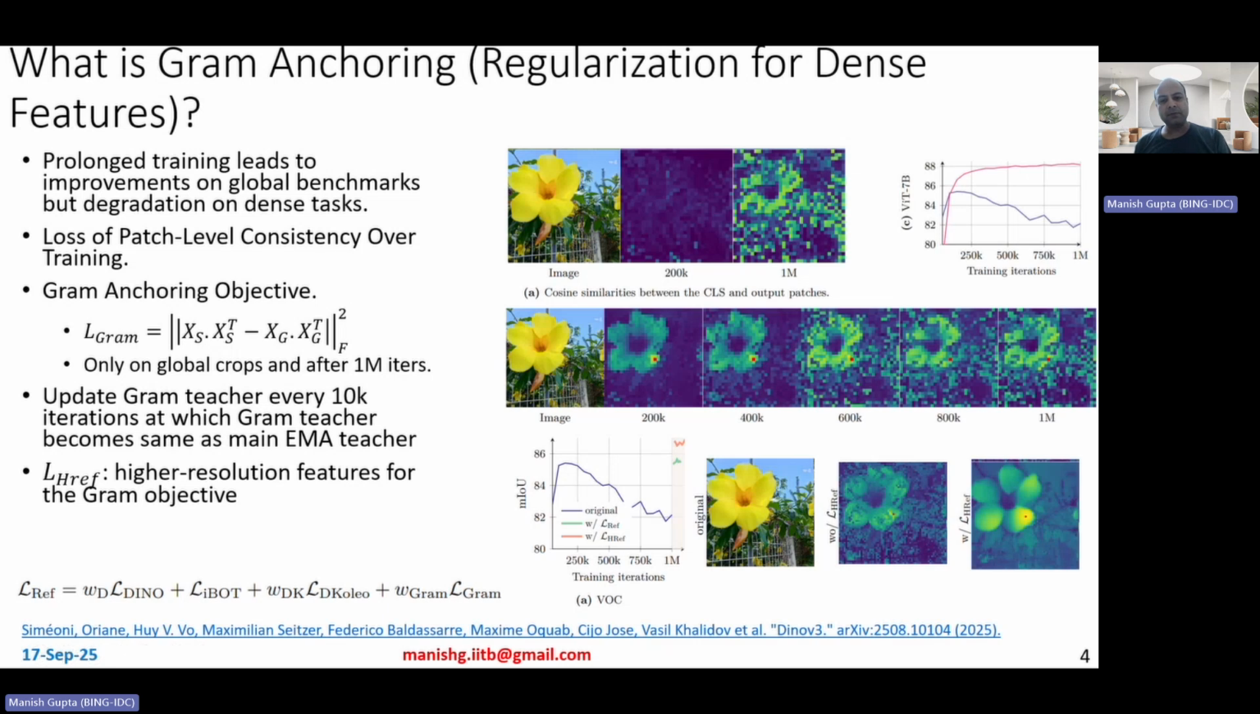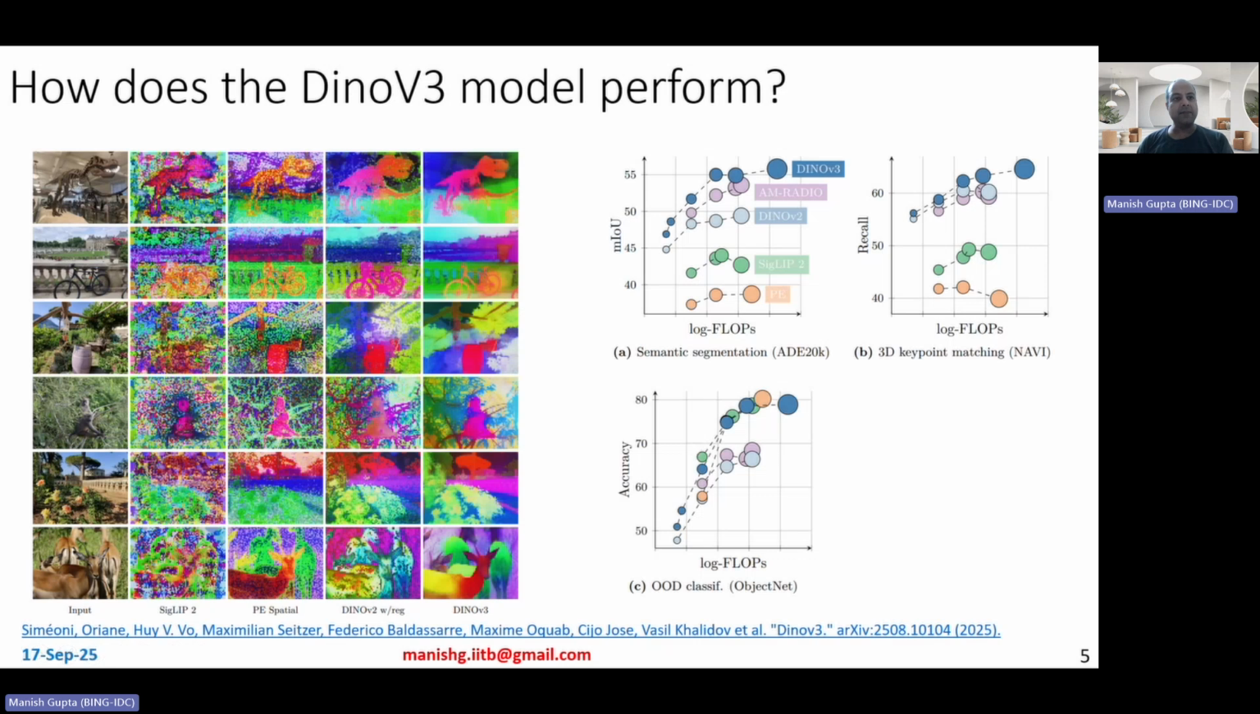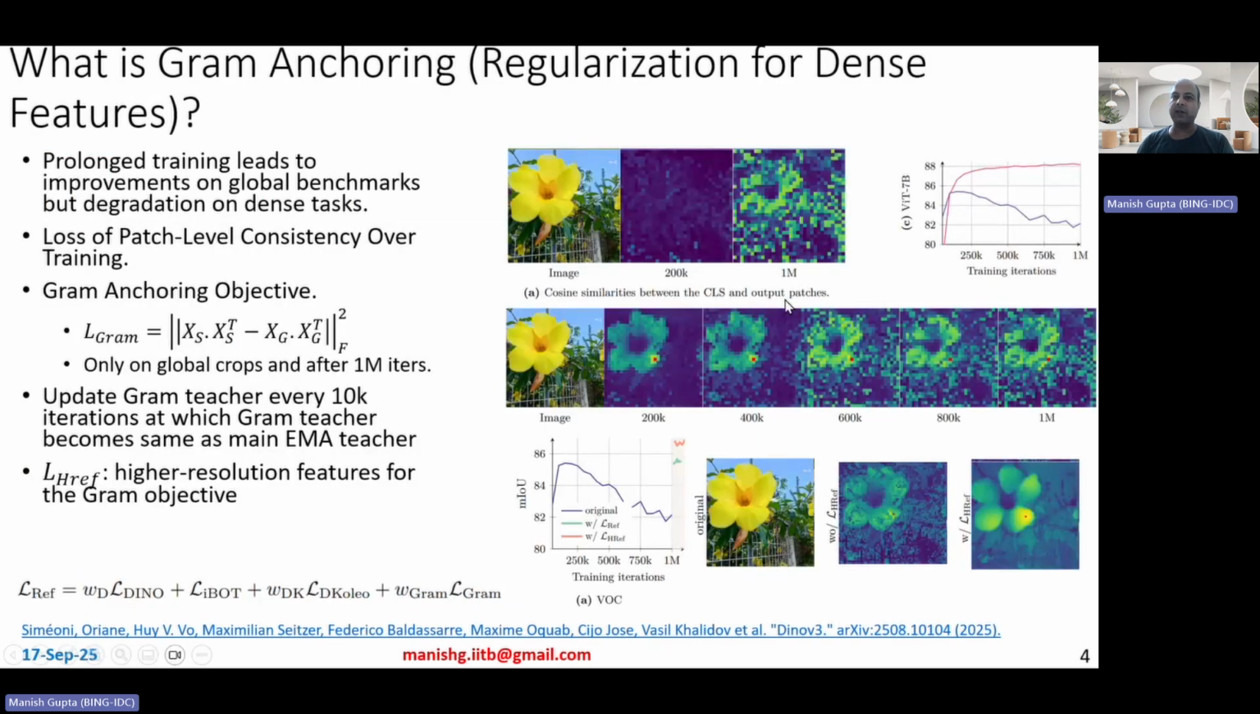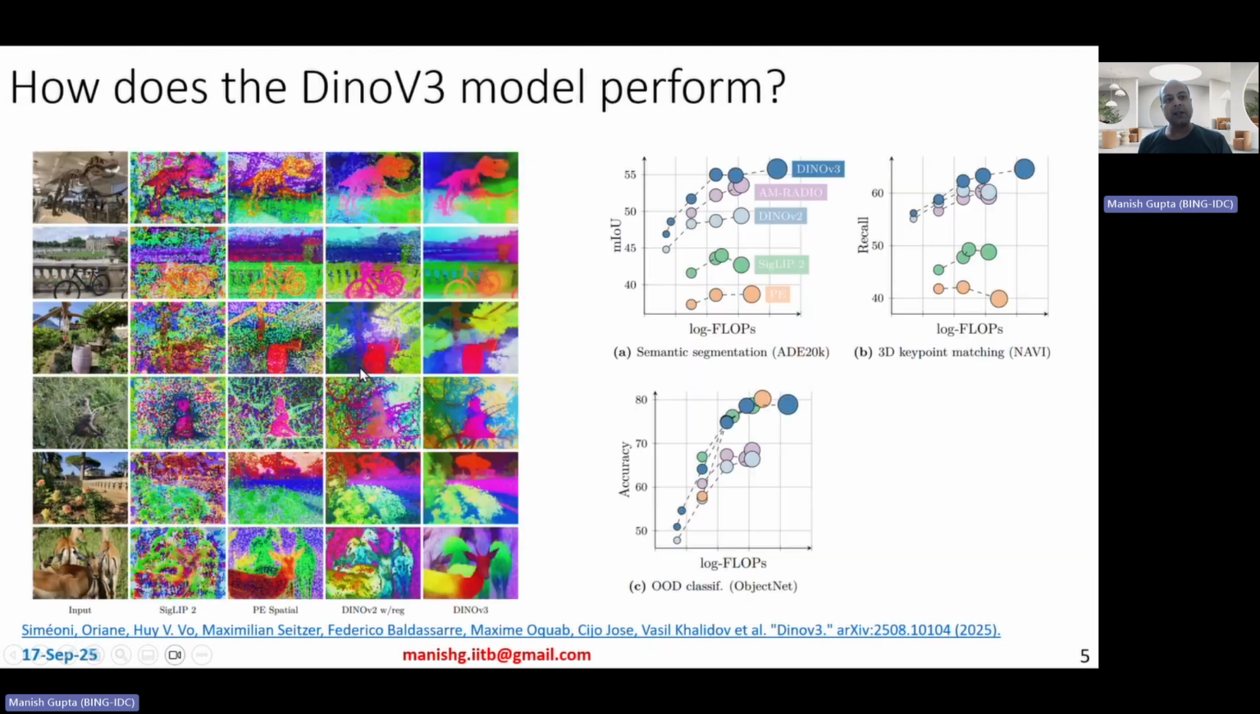Now, the gram anchoring objective is obtained using this gram matrix. The gram matrix can also be computed on a high resolution version of the local patch features. So if you use the high resolution version, you get even better accuracy on dense prediction tasks. That's the gram anchoring objective. It's a regularization method for dense features, and it's applied much later in the game, after 1 million iterations of pre-training have been done without it.